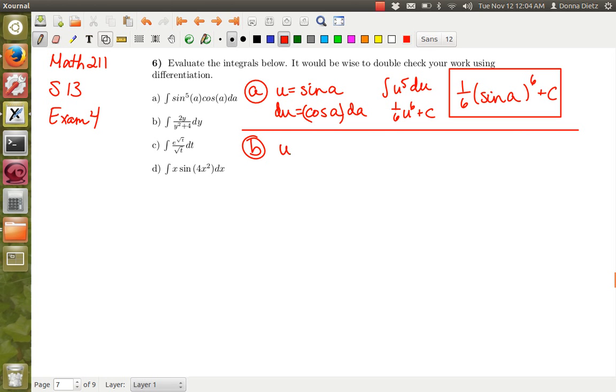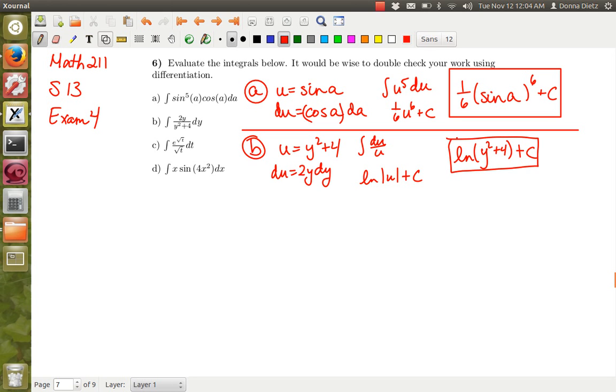Again, u substitution. Du is 2y dy. Good, we've got all those pieces. So we got du over u. And you take the integral, that you get natural log u plus c. So that's natural log of y squared plus 4. And we don't need the absolute value bars simply because y squared plus 4 will only be positive. I don't know why I'm having such trouble drawing rectangles. There we go.